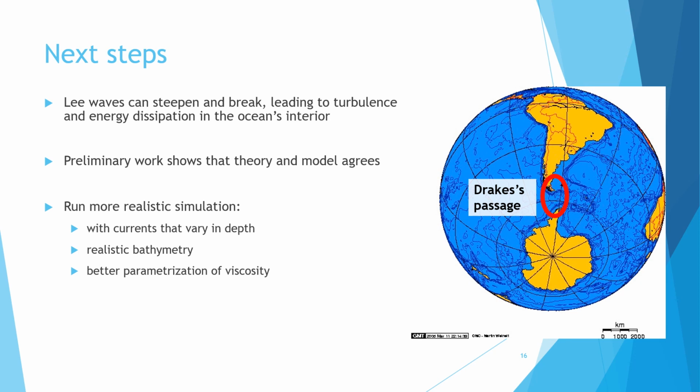And finally, for the next steps, I would like to run some more realistic simulations. First, I will use currents that vary in depth. Secondly, use a more realistic bathymetry. As I've said, Lee waves have been observed in Drake Passage, so I might use bathymetry from there in order to compare the results from the model to some observations. Finally, a better parametrization of viscosity will improve the accuracy of the model.